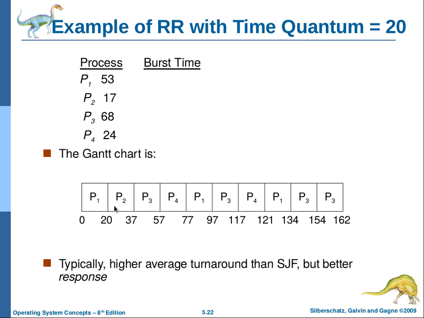Processes 1, 2, 3, 4. Oh, the quantum's 20. Okay, that explains it. So after 20, P2 finishes. P3 still has time left. P4 will still have some more. Then it goes back to P1, P3, P4 finishes, then P1 and P3.